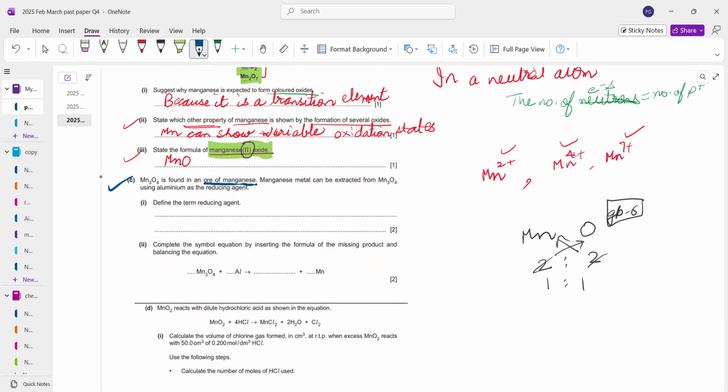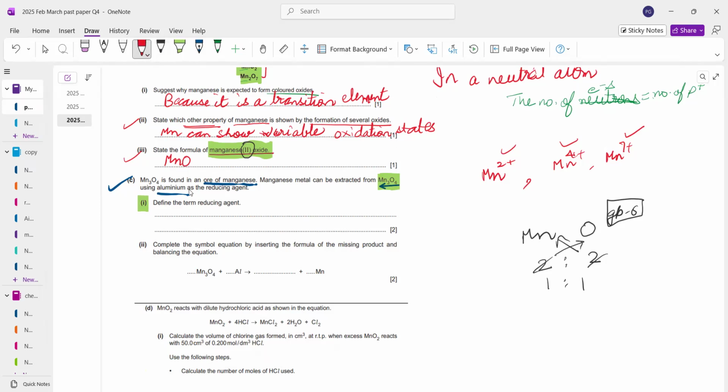Ore is what? Ore is a rock that is obtained from the earth crust and it gives us minerals. Manganese metal can be extracted from this ore using aluminium as a reducing agent. Now they are saying that you can extract manganese from manganese oxide using aluminium as the reducing agent. And in this part of the question they are asking, define the term reducing agent.